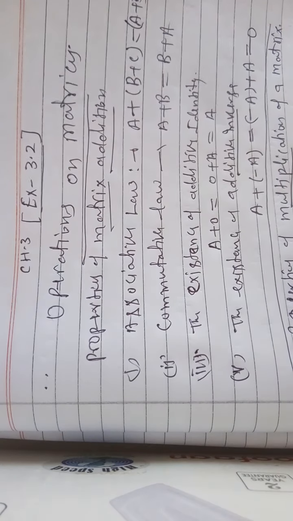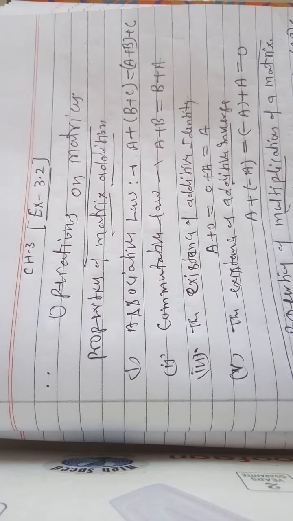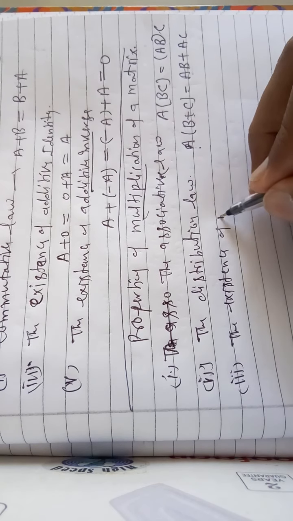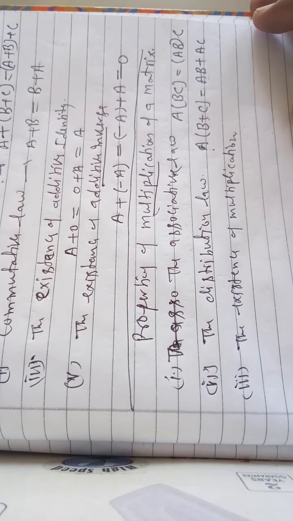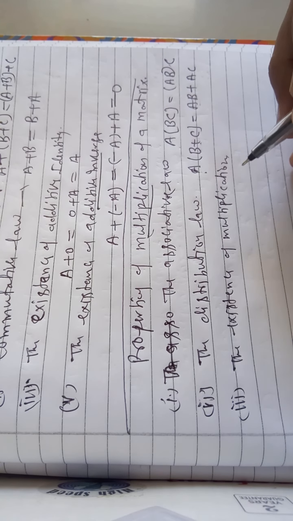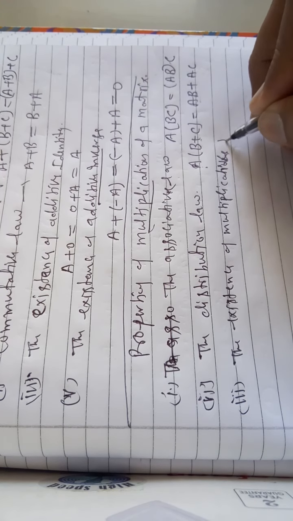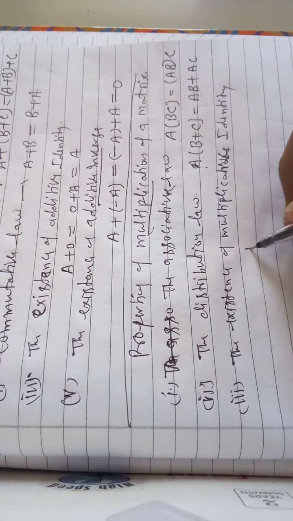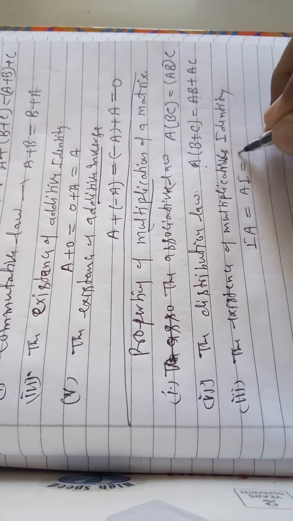Third point, the existence of multiplicative identity. Multiplicative identity is 1. So I is the identity matrix. A, this equals AI equals A, right?